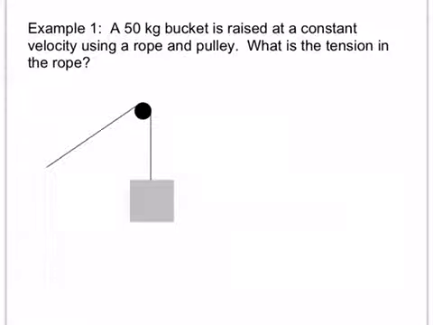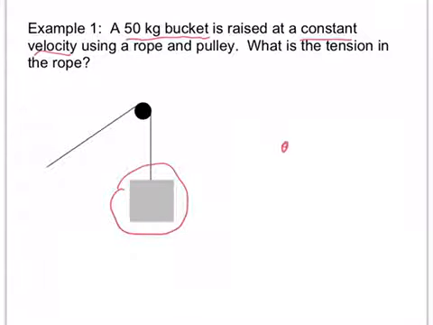Okay, so to start us off, I'm going to do a few examples. In this first one, we've got a 50 kilogram bucket, and it's raised at a constant velocity using a rope and pulley. What's the tension in the rope? So first, let's identify our system. We're going to use the bucket as our system, and we've got to draw a force diagram now.